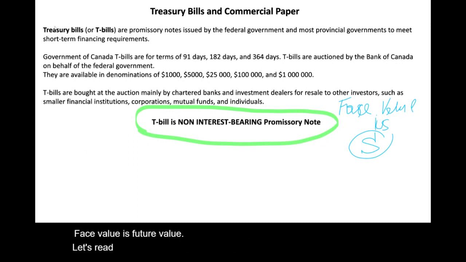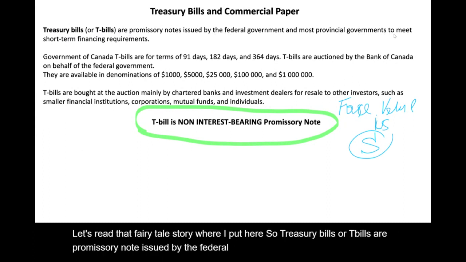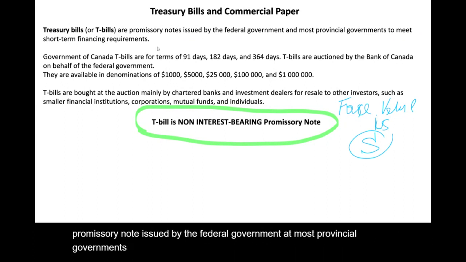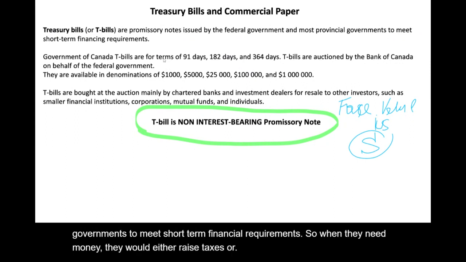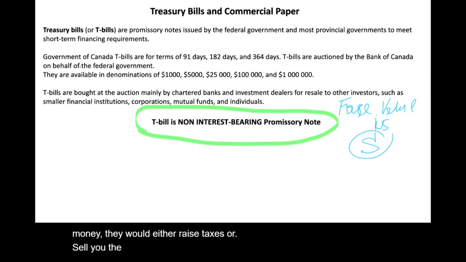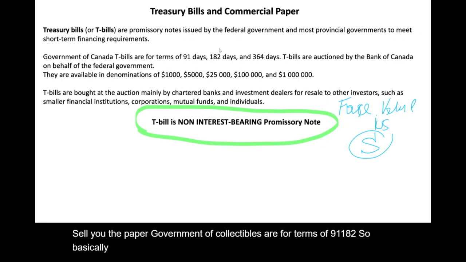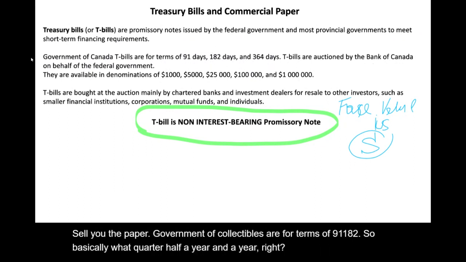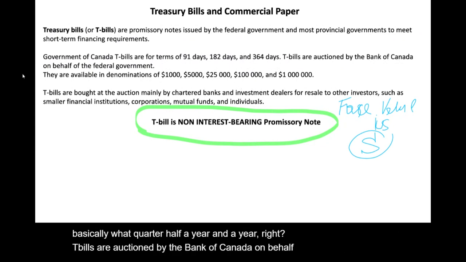Let's read that fairy tale story that I put here. So treasury bills or T-bills are promissory notes issued by the federal government and most provincial governments to meet short-term financial requirements. So when they need money, they either raise taxes or sell you the paper. Government of Canada T-bills are for terms of 91, 182, so basically a quarter, half a year, and a year. T-bills are auctioned by the Bank of Canada on behalf of the federal government.